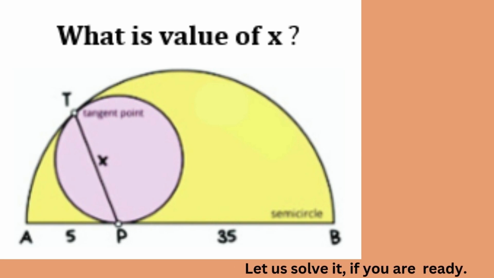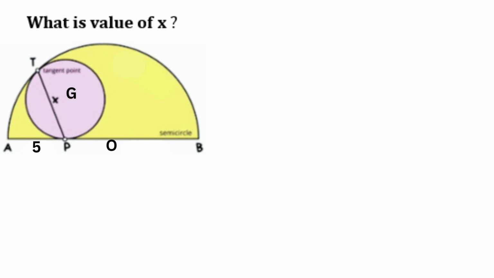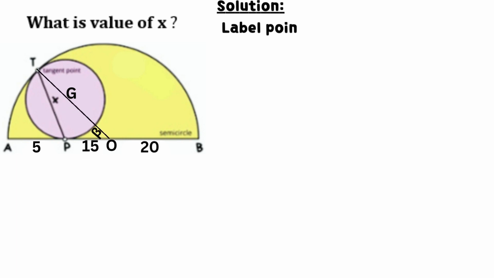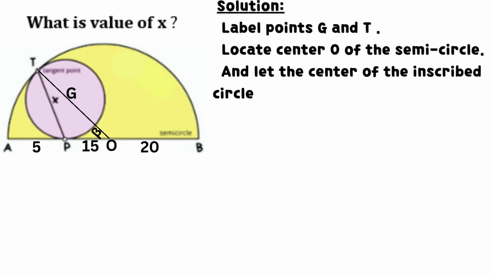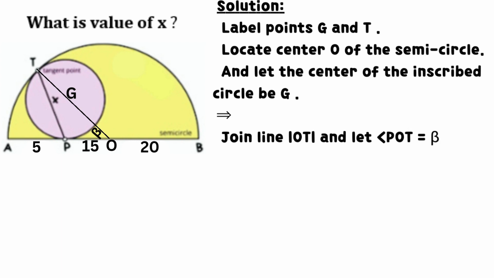What is the value of x, the length TP? Label points G and T. Locate center O of the semicircle, and let the center of the inscribed circle be G.